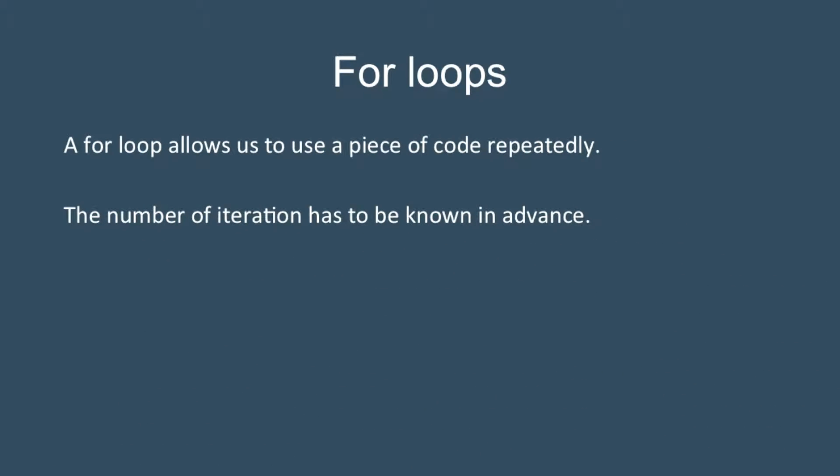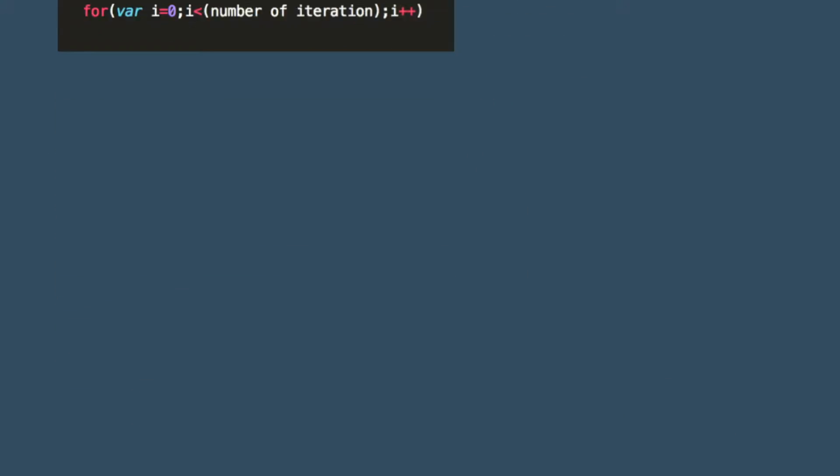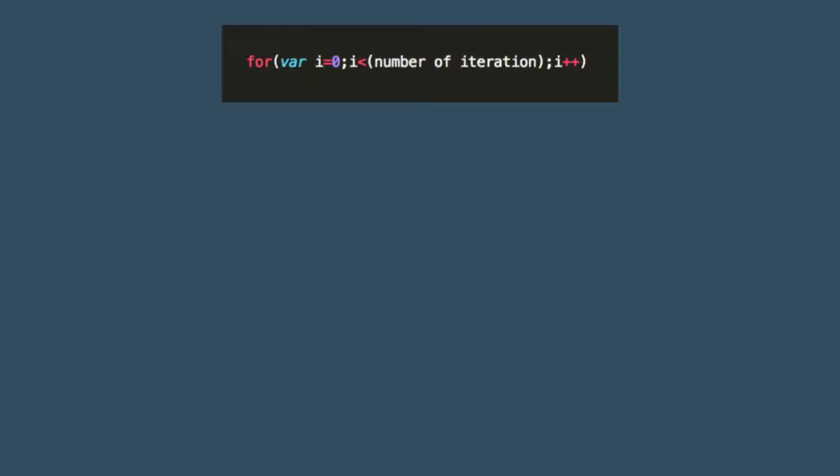And the syntax of a for loop is as follows. Let me explain it to you. I equals 0 means that the first iteration is 0. I less than number of iteration determines the number of times the code will iterate.